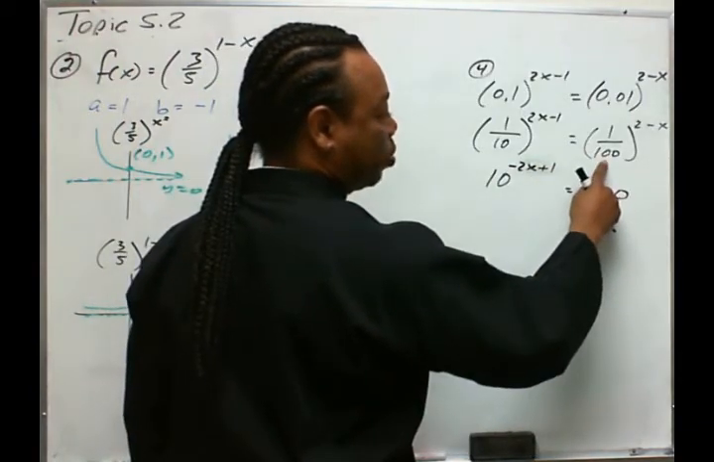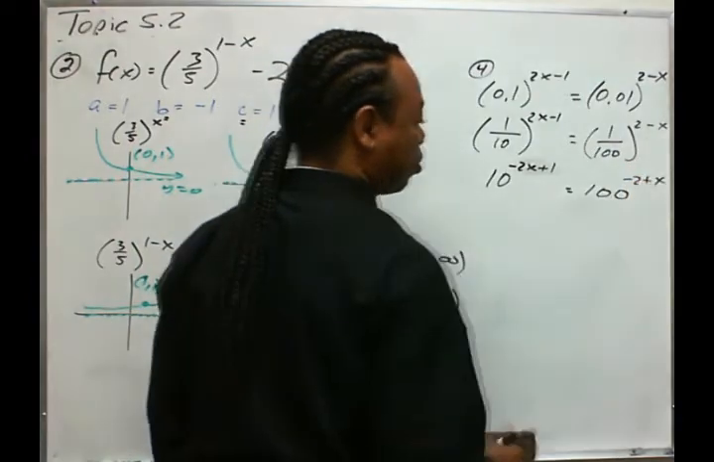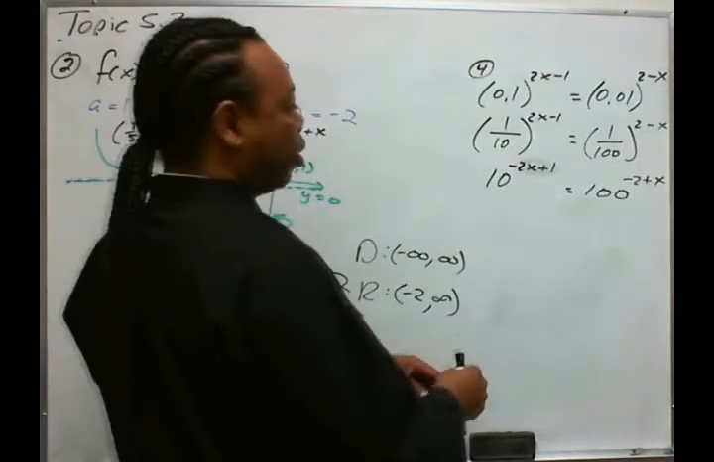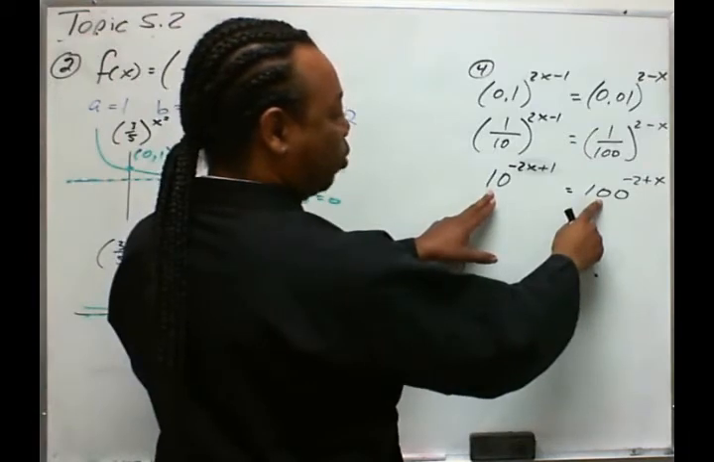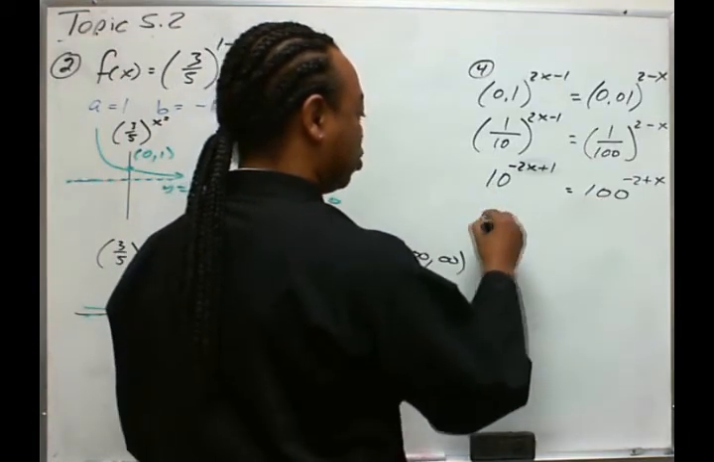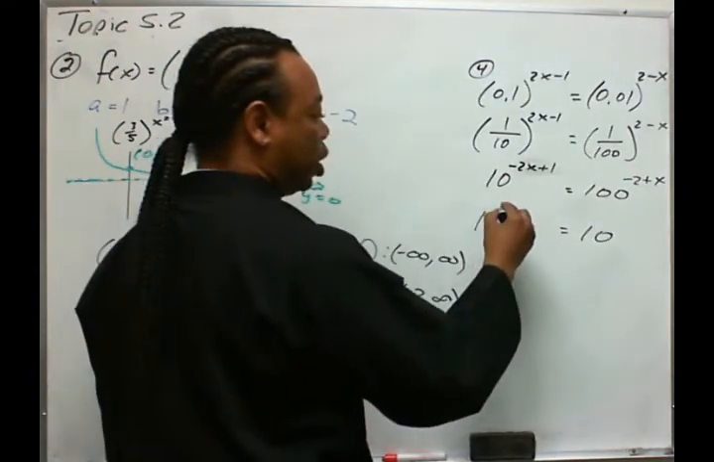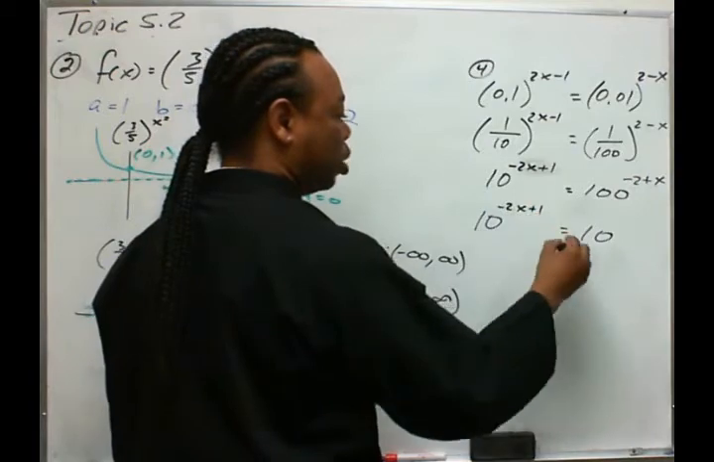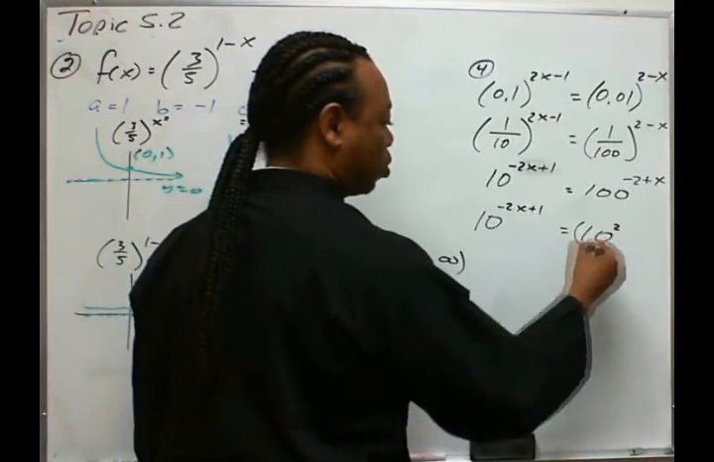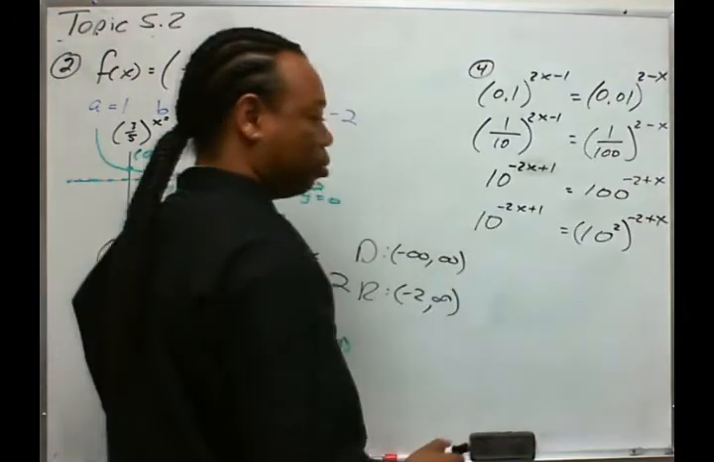When I take the reciprocal of this base, the exponent now becomes a negative 2 and a positive x. Okay, now, next I want to look for a common base. I have a 10 and a 100. The common base is 10. This will remain 10 to the negative 2x plus 1, but this will become 10 to the second power, raised to the negative 2x plus x.